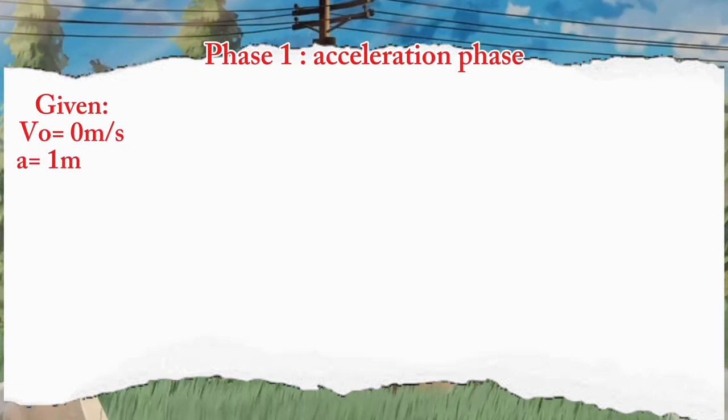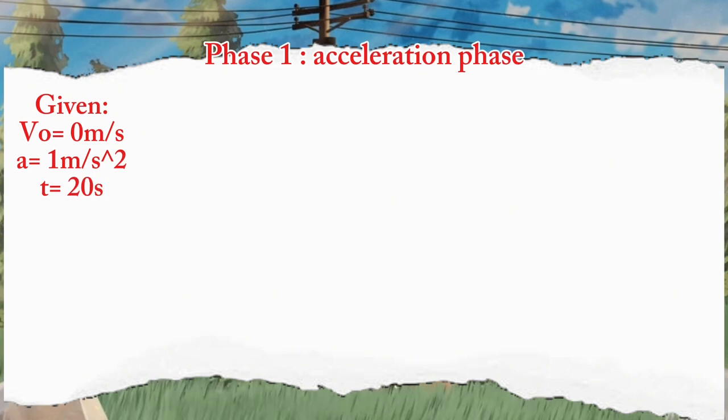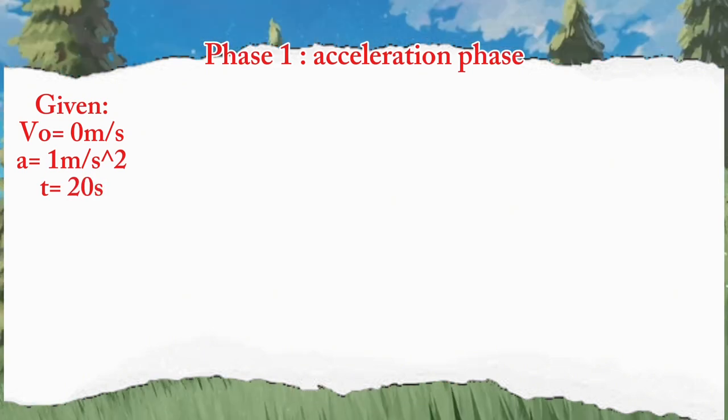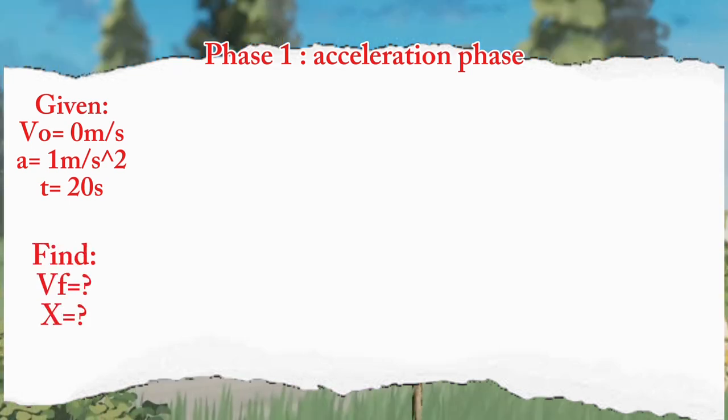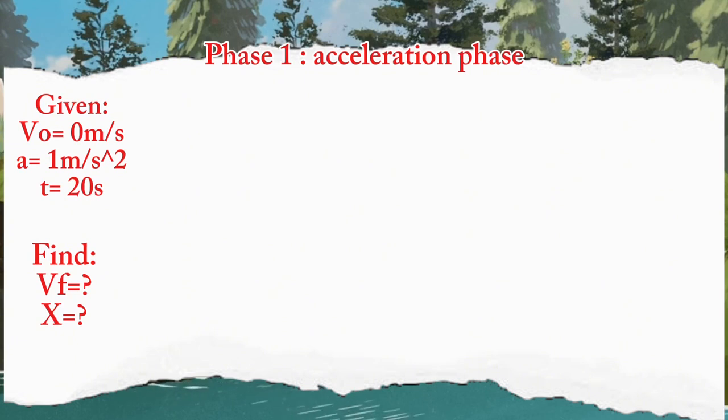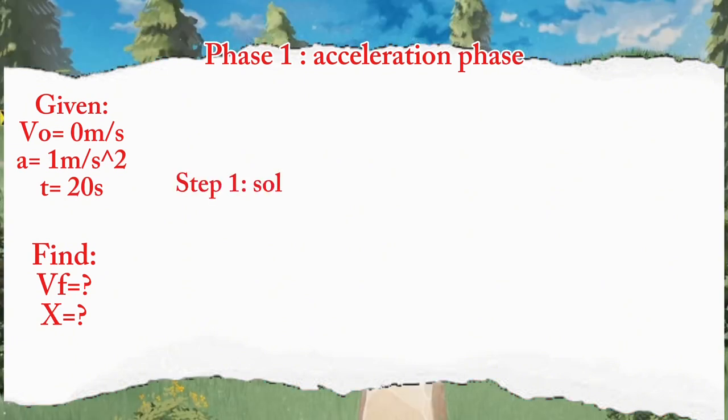Let's start with the phase 1 acceleration phase. So the givens are initial velocity equals 0 meters per second, acceleration equals 1 meter per second squared, and time equals 20 seconds. What we're trying to find is the final velocity and the distance traveled. Let us proceed to step 1, finding the final velocity.